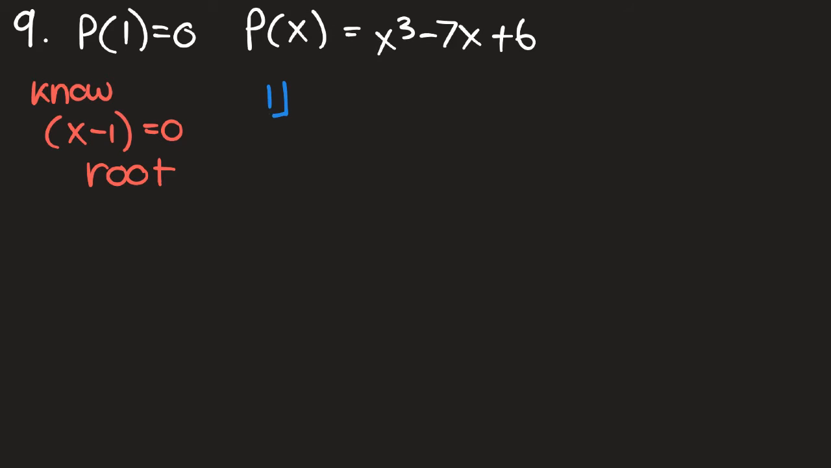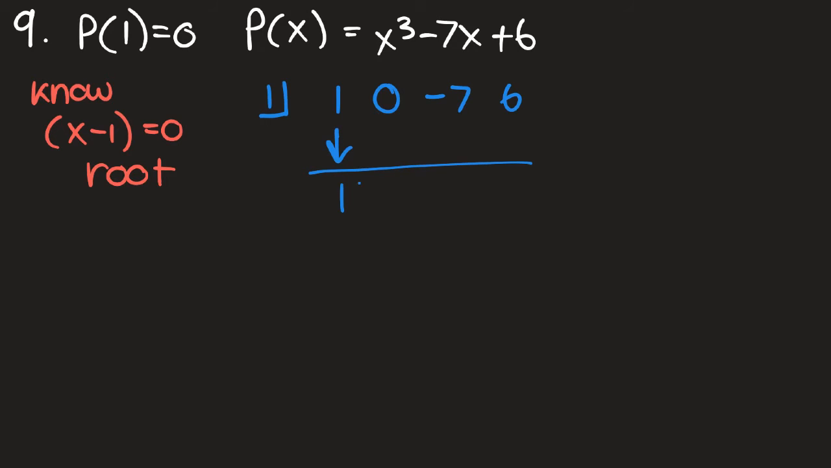So I'm going to put that 1 in the corner. I'm going to write my coefficients. So I have 1. I'm missing an x squared, so I'm going to put 0. Then I have negative 7 and 6. Okay, I'm going to draw this line. I know that I always bring this first one down.